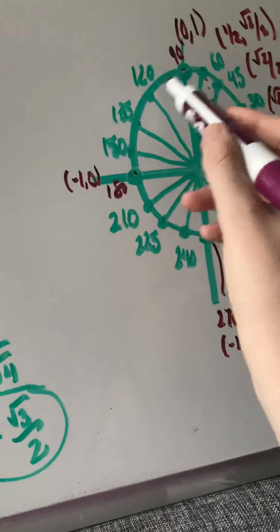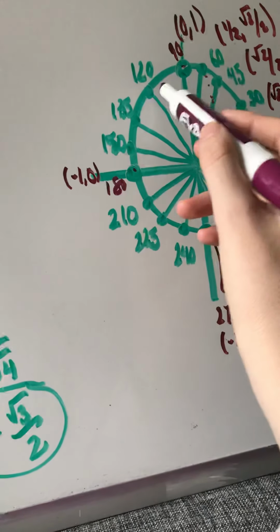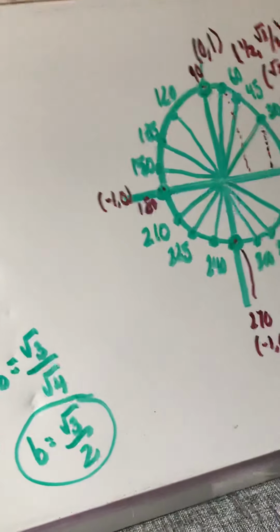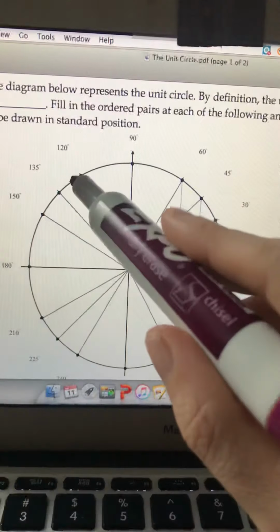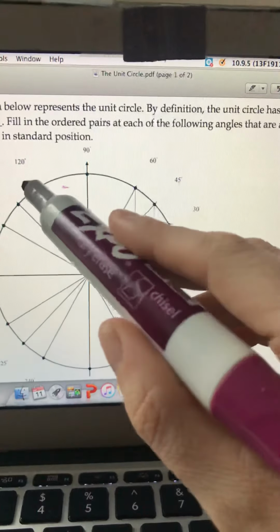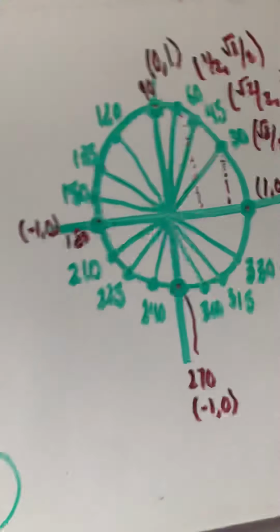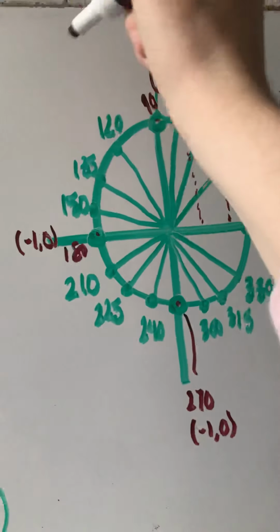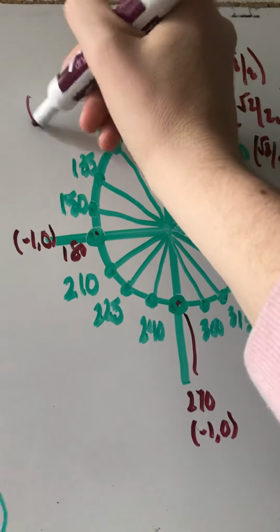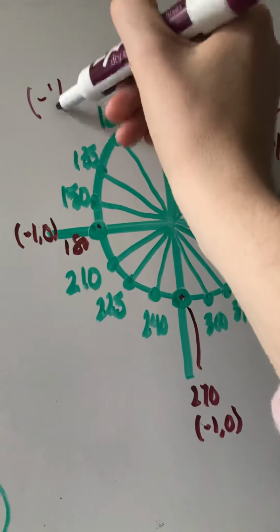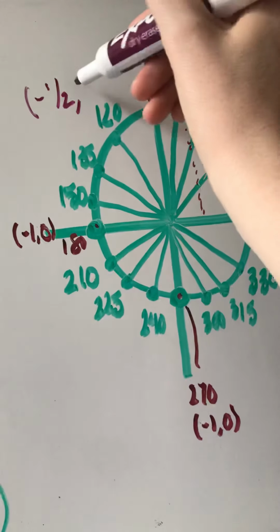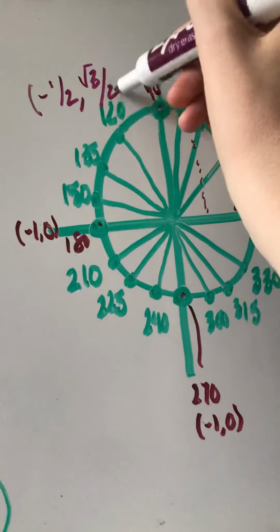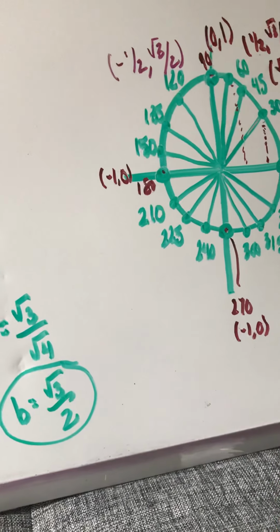So at 120 degrees, if I had a perfect circle, which I unfortunately don't, but lucky for you, on your paper you do, I know that if I drew a line there, they are symmetric. So that means that at 120 degrees, this measure of x and y value is going to be negative 1/2, comma, square root of 3 over 2. And that's the measure of that side there.